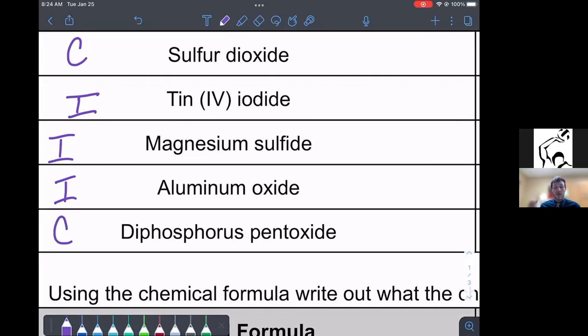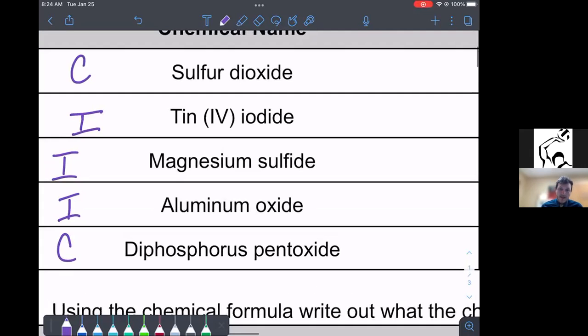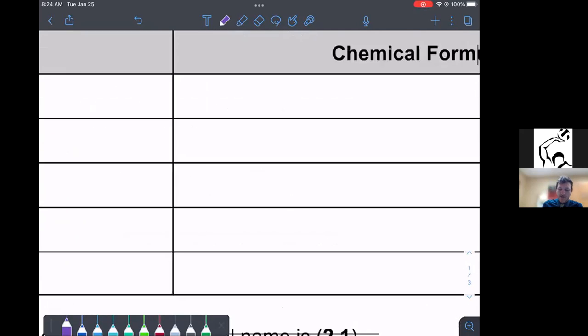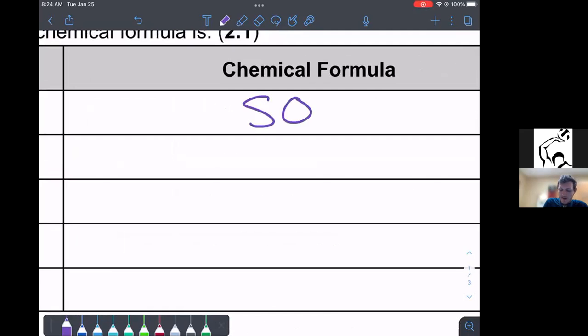So if we look at our covalent compound first, sulfur dioxide, we know that because there's no prefix, we have one sulfur. And because the prefix di, we have two oxygens, so we have SO2.